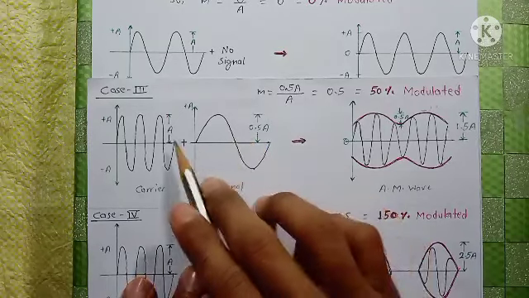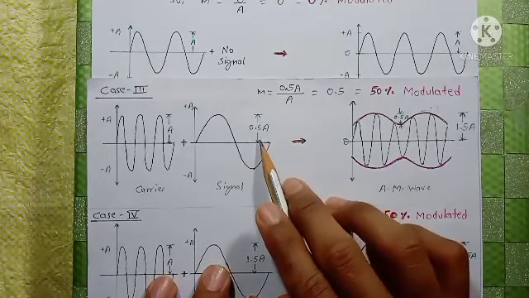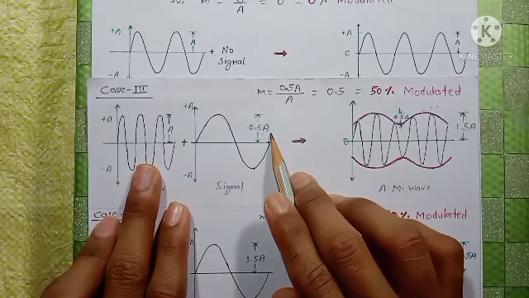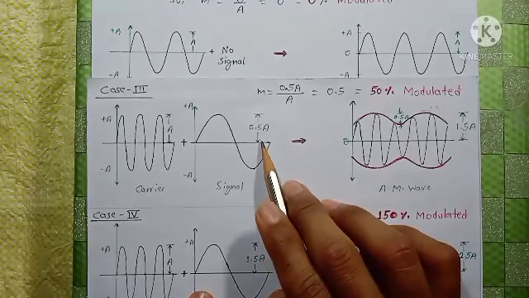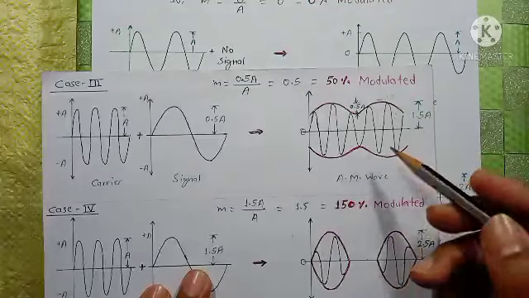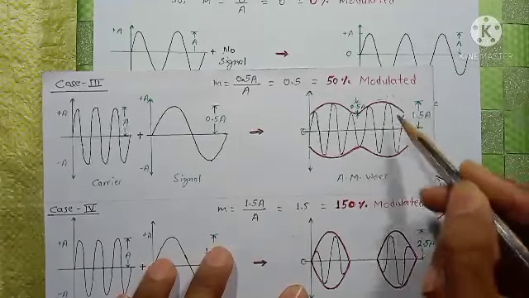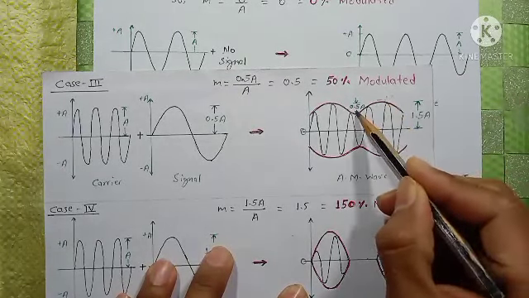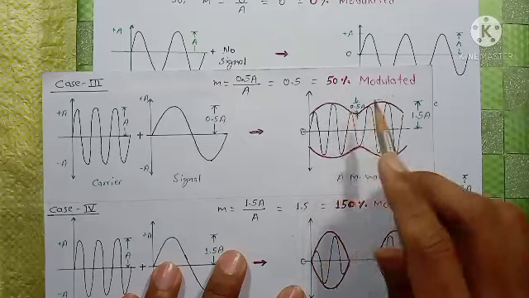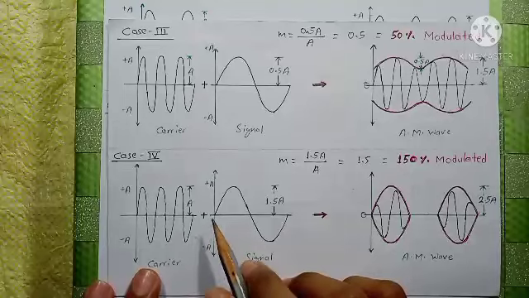Here we see that the amplitude of the carrier signal is A, and the amplitude of the signal wave is 0.5 times the carrier amplitude. So when the signal amplitude is one half the carrier amplitude, the total amplitude of the AM wave varies between 1.5A and 0.5A. So we can say that here the carrier is 50% modulated.